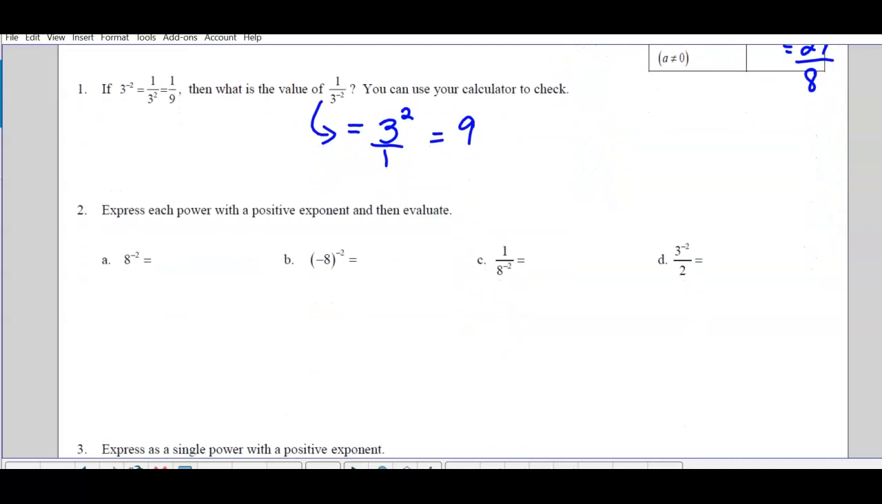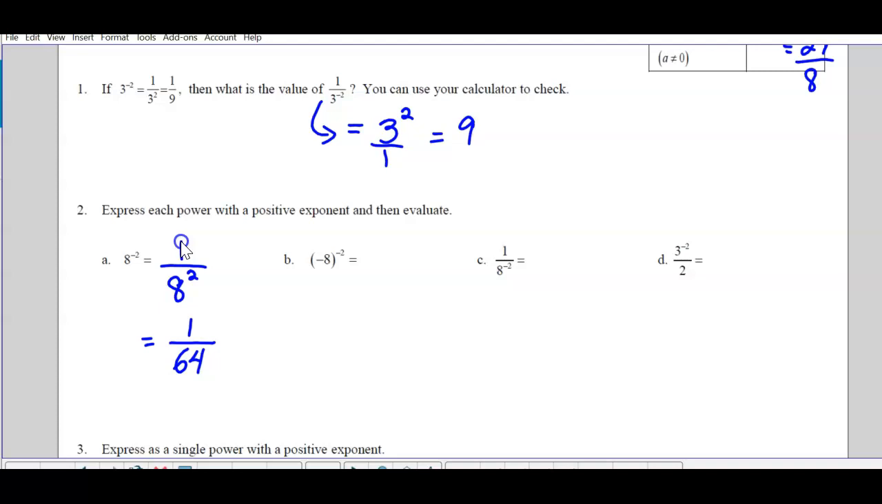All right, so express each power with a positive exponent and then evaluate. So I'm going to want two things here. You can't just punch it into your calculator and give me the answer. I want it expressed with a positive exponent. So this is 8, so the 8 goes in the denominator to make that a positive 2. And then you evaluate 8 squared and leave it in the denominator. You can check with your calculator, but I need to see those two things.